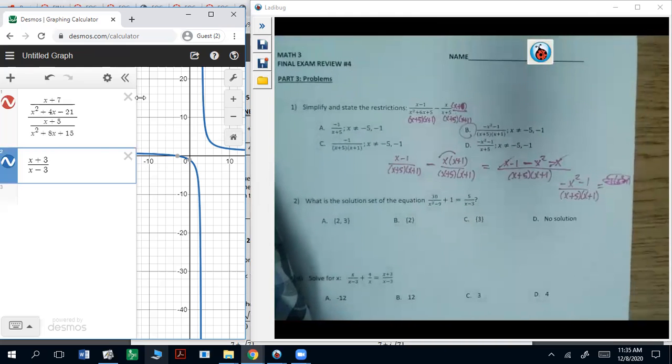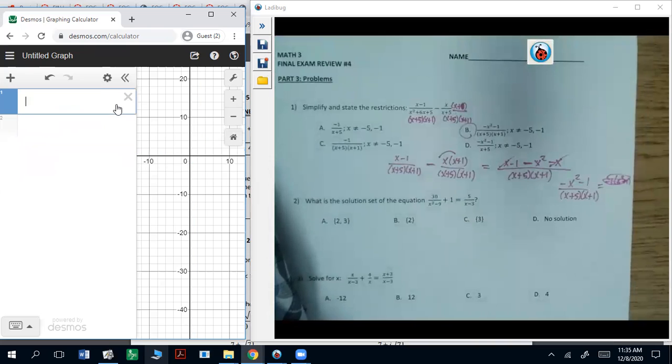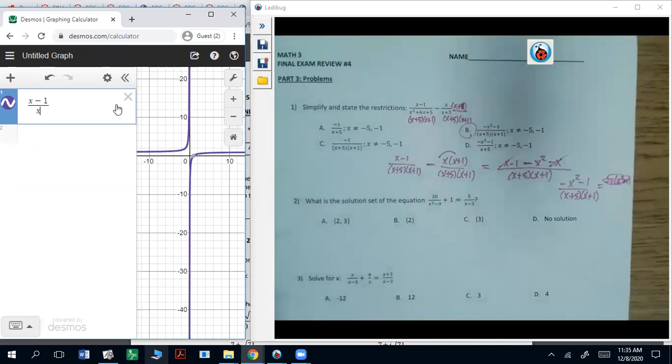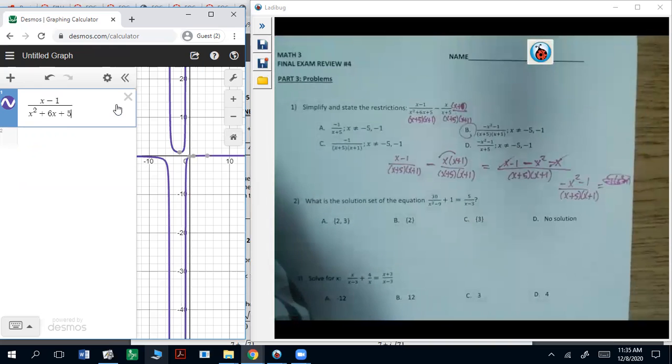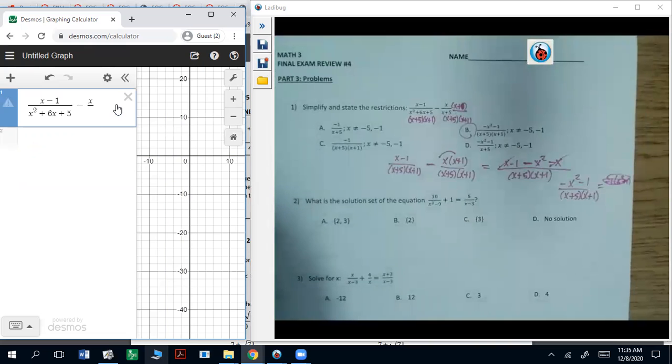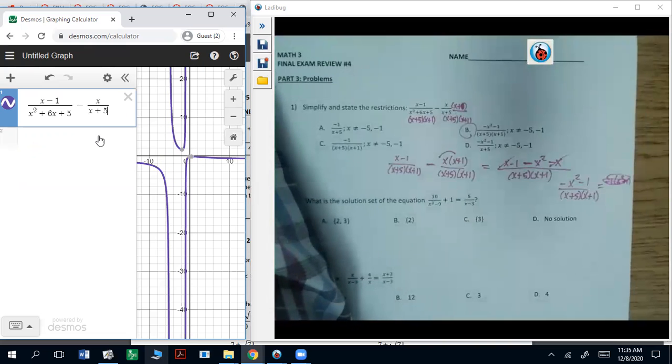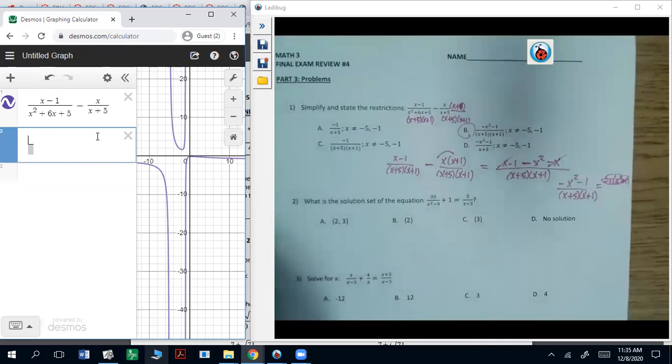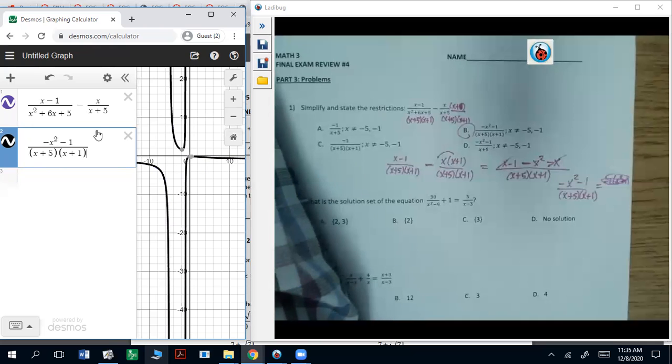Again, verify that in a graph if you wish. You just do x minus 1 over x squared plus 6x plus 5 minus x over x plus 5. And then you can go back and look at your answer choice for letter B, fraction bar negative x squared minus 1 over x plus 5, x plus 1. And again, they overlap each other, so those are the same.